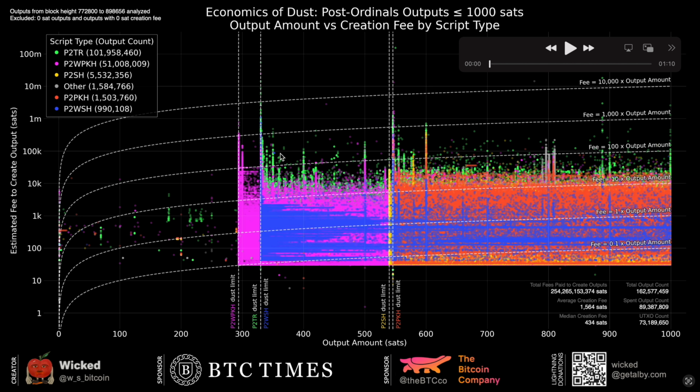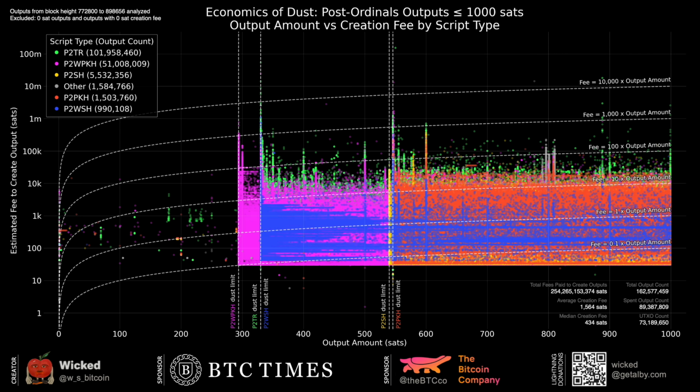That last point is important. It means that most of the activity is voluntary, right? They're not just hugging the policy boundary. So does that mean the dust limit no longer matters? Well, not necessarily, right?